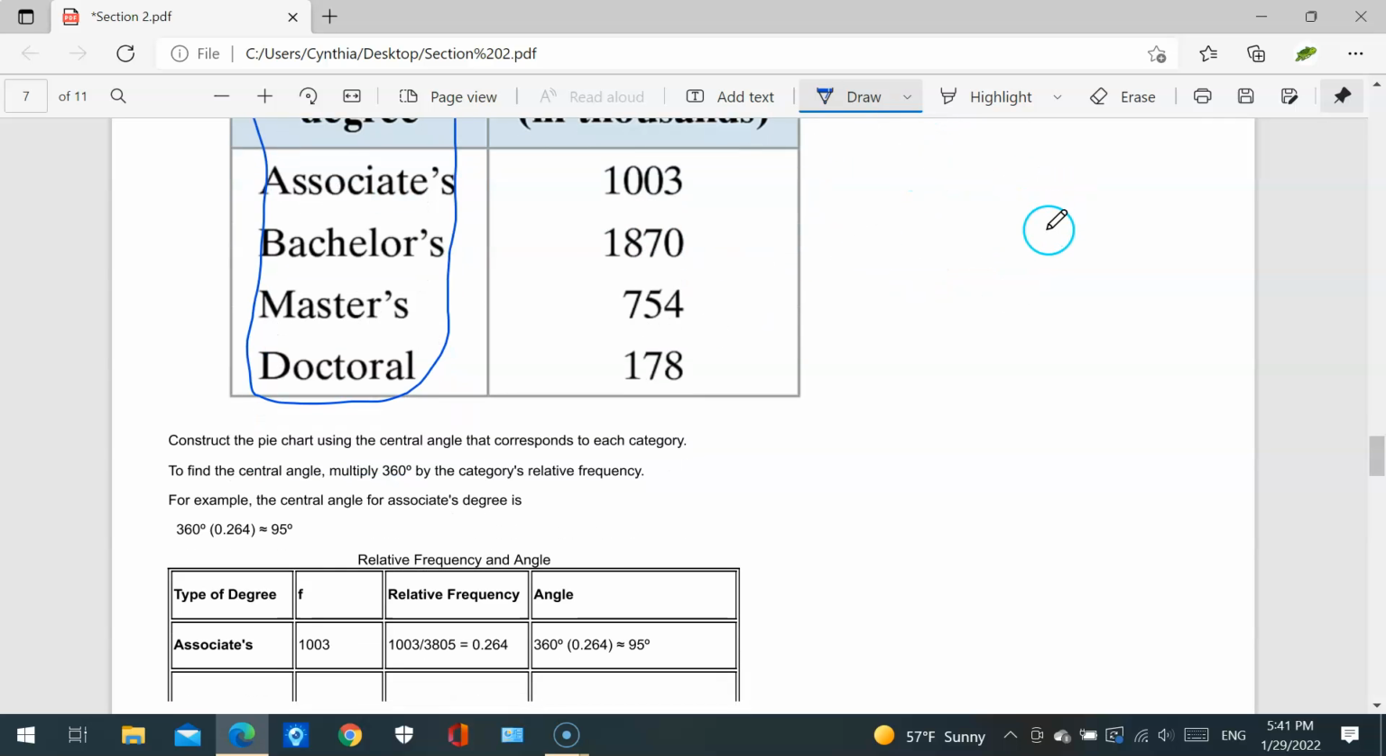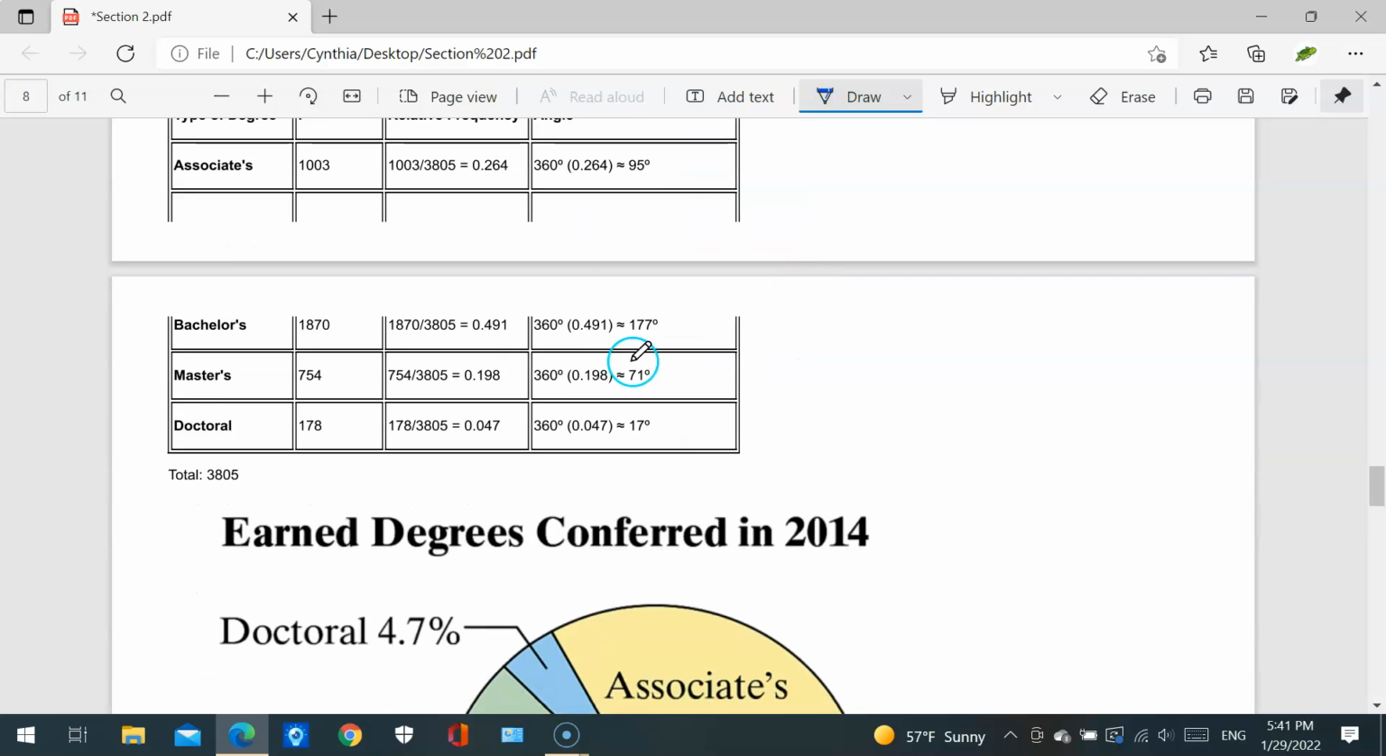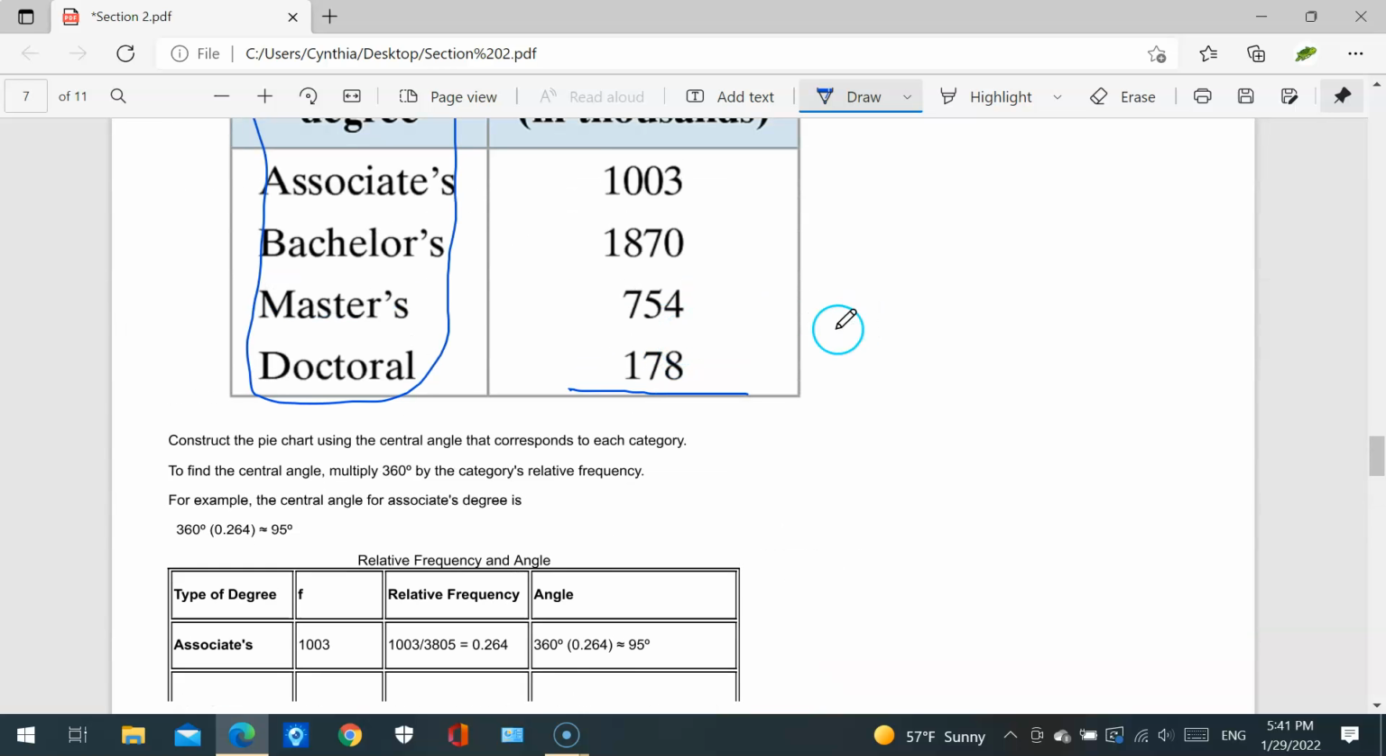So first, you need to count the total number of those degrees. When I sum them all together, I get 3,805. That's the total frequency. So now you need to find the relative frequency first, which is a ratio. We take each frequency and divide by the total frequency.